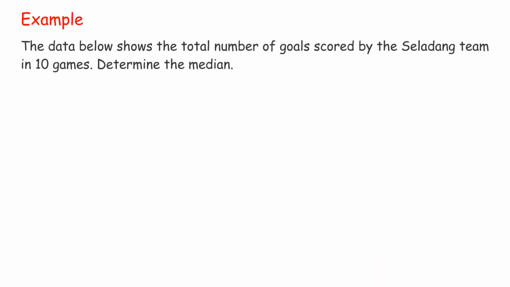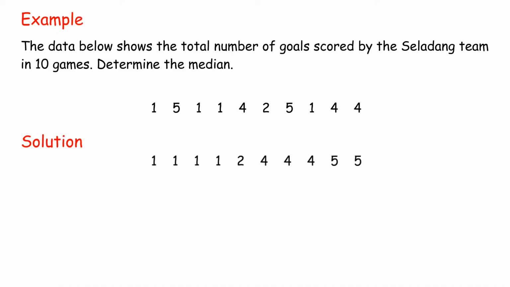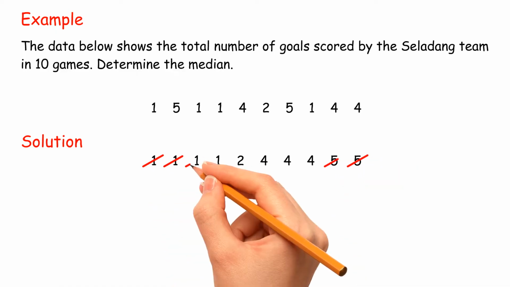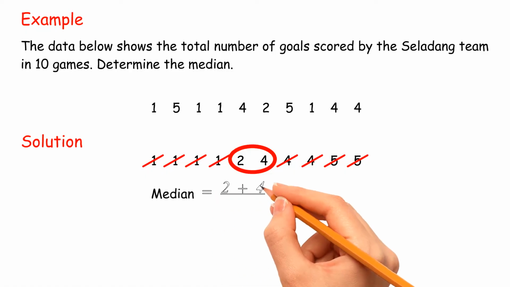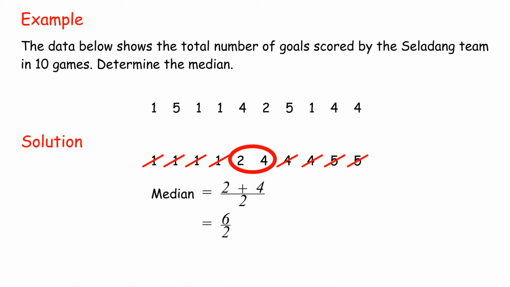Example: the data below shows the total number of goals scored by the Surladung team in 10 games. Determine the median. Solution: arrange data in ascending order. Circle the data in the middle. Calculate the average of the two numbers. Thus median equals 3.